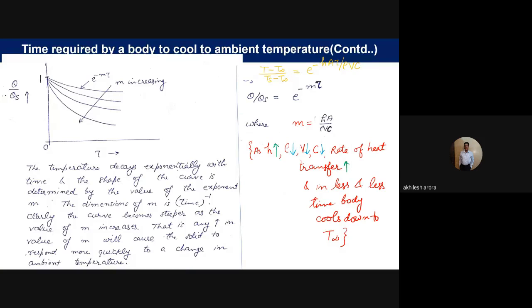Now here we are going to represent this expression which we have just derived, that is, the effect of the various parameters on it. First, let us see the equation which we have derived. It is (T minus T infinity) divided by (Ts minus T infinity), and that value is equal to e raised to power minus HA tau divided by rho Vc. It is nothing but the Biot's number into Fourier's number. This value is Biot's number into Fourier's number only.